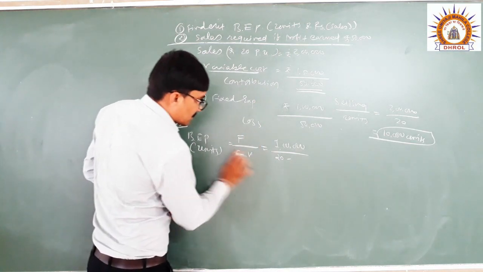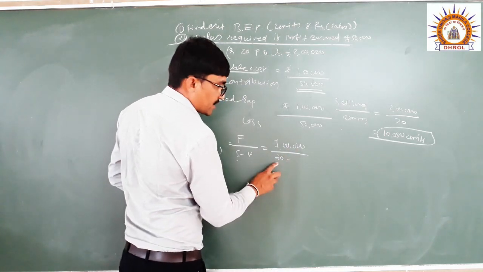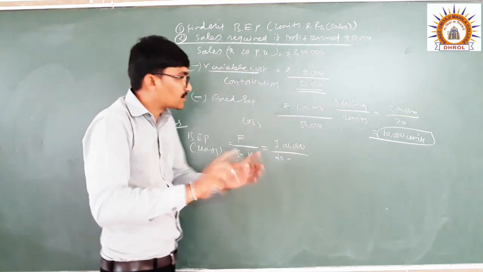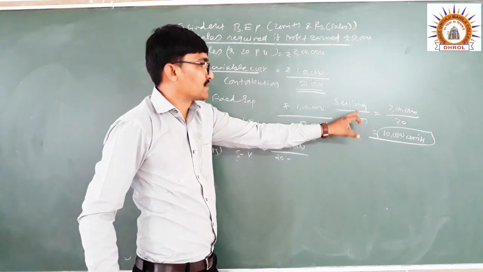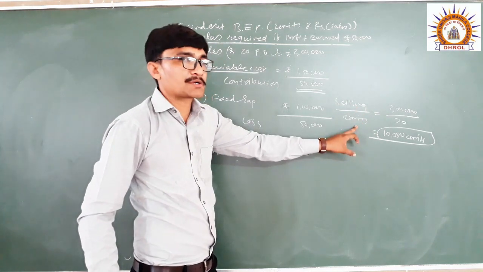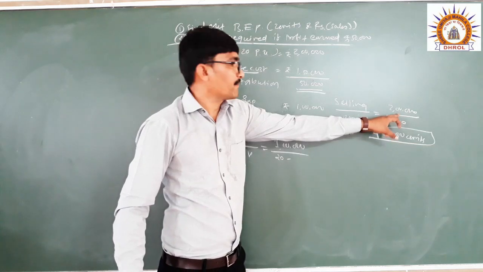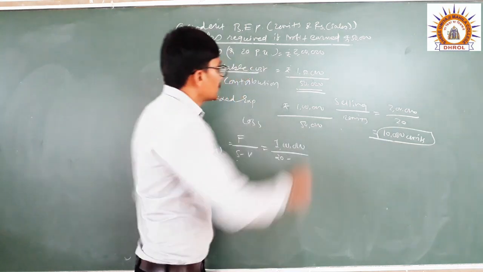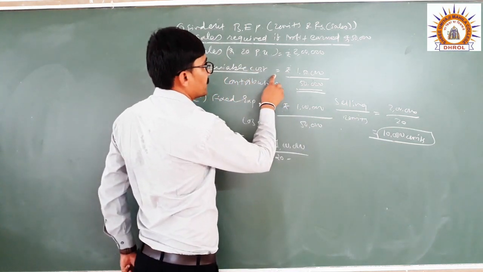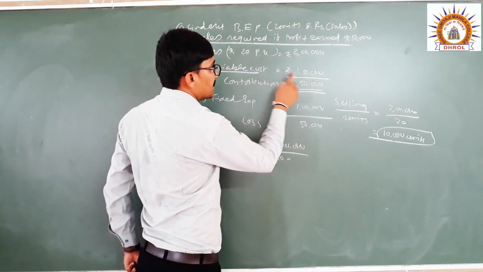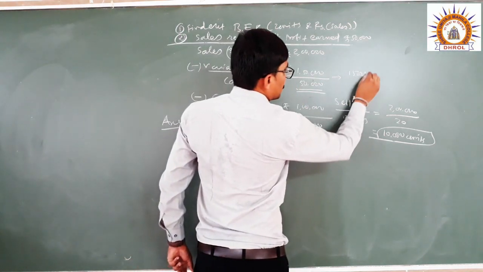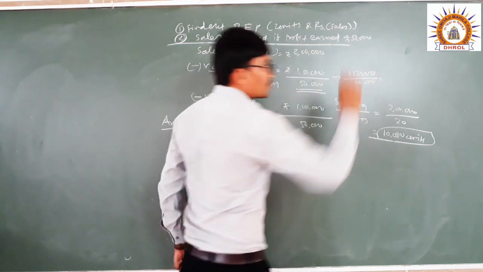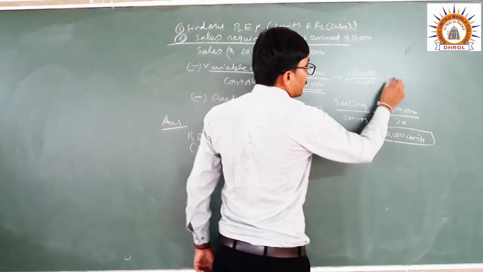Same, 1 lakh divided by 20 rupees per unit. Along with that, variable cost is also required per unit. For that purpose, you require the units sold. How does it come? 2 lakhs divided by 20, simply 10,000 units. So how is variable cost per unit calculated? 1,50,000 divided by 10,000.